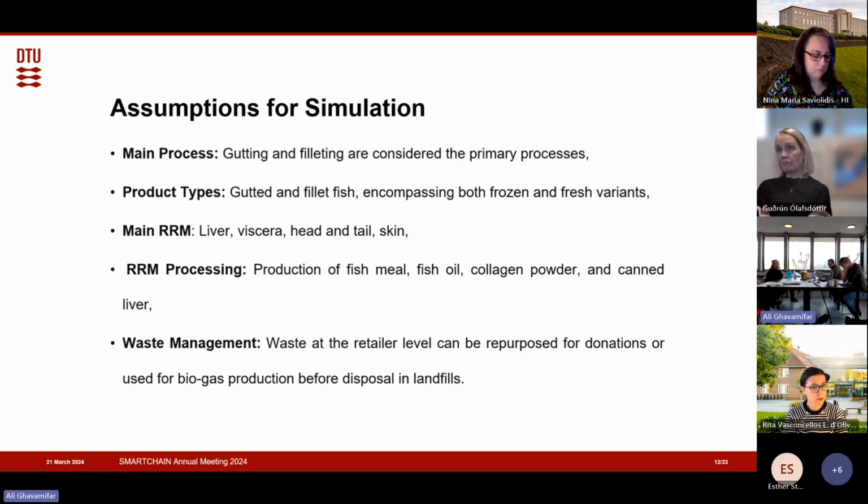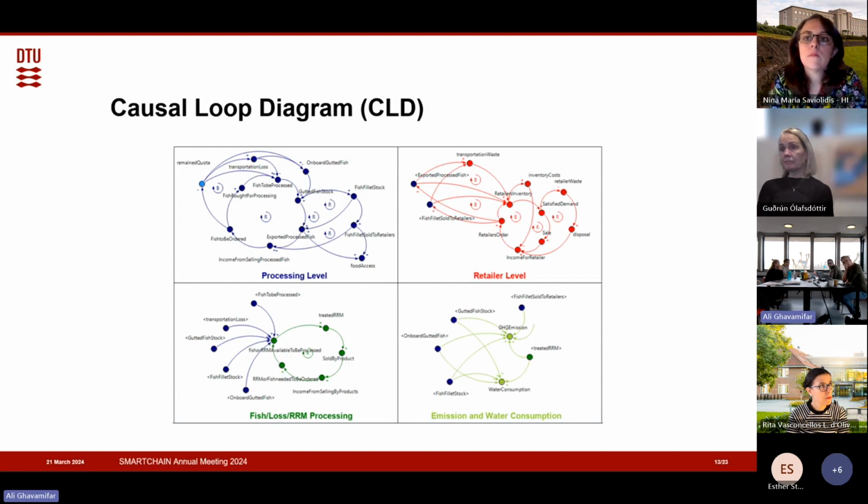We consider a waste management policy, and so we assume that the waste at retailer level can be repurposed for donation or used for biogas production before disposal in landfill. We consider some limitations for that. I will talk about it more. Then we have the causal loop diagram.